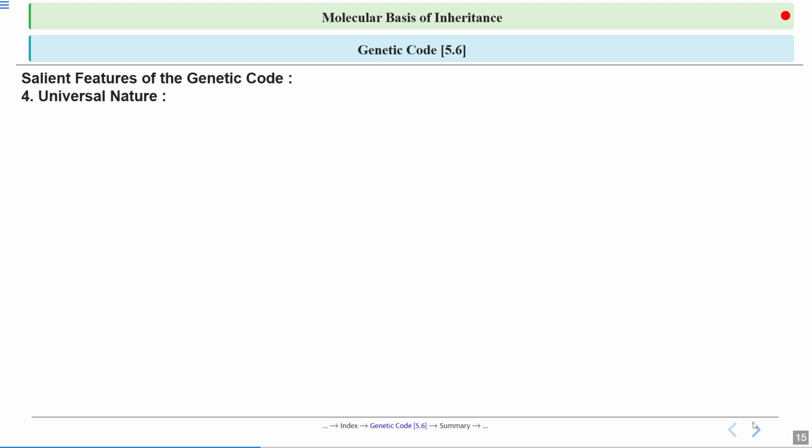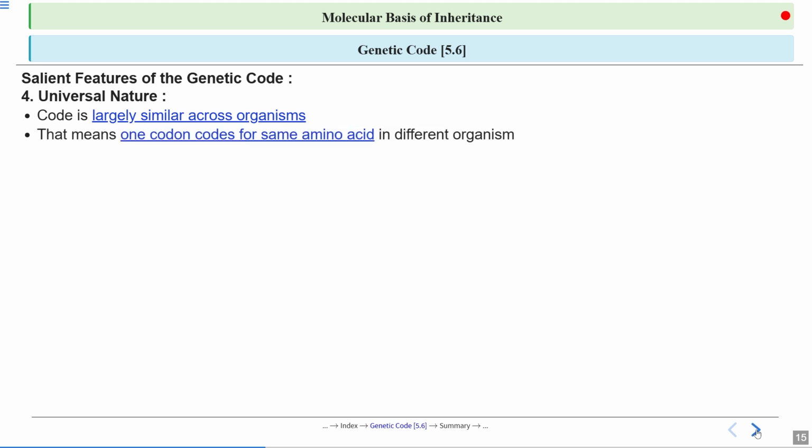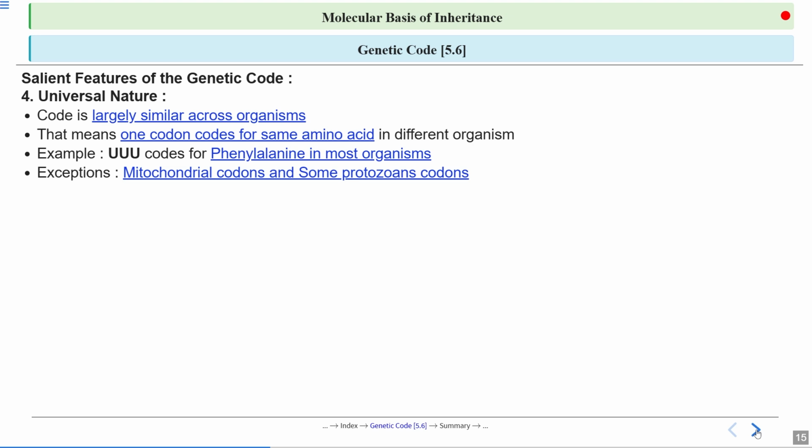Then the fourth feature is that the genetic code is universal in nature. What does it mean? The code is largely similar across organisms. That means one codon codes for the same amino acid in different organisms. Example, UUU codes for phenylalanine in most organisms. Exceptions are mitochondrial codons and some protozoan codons.